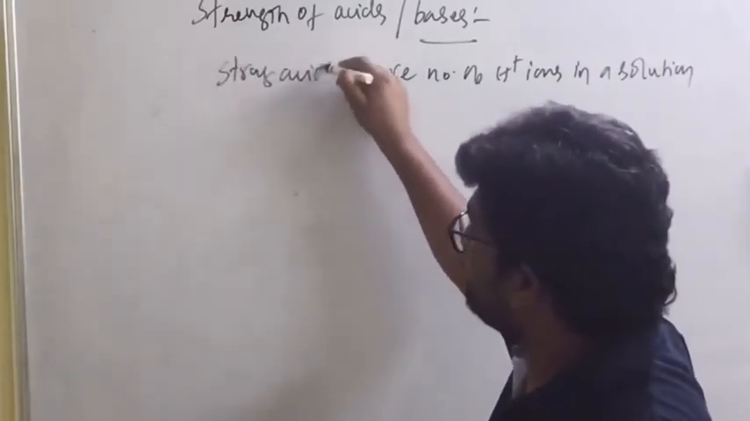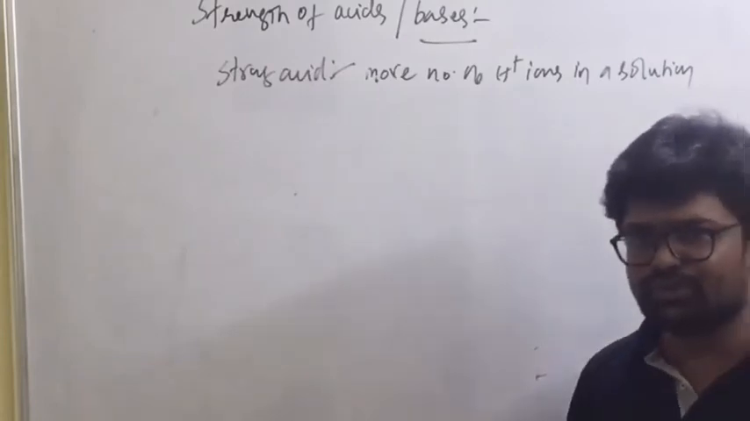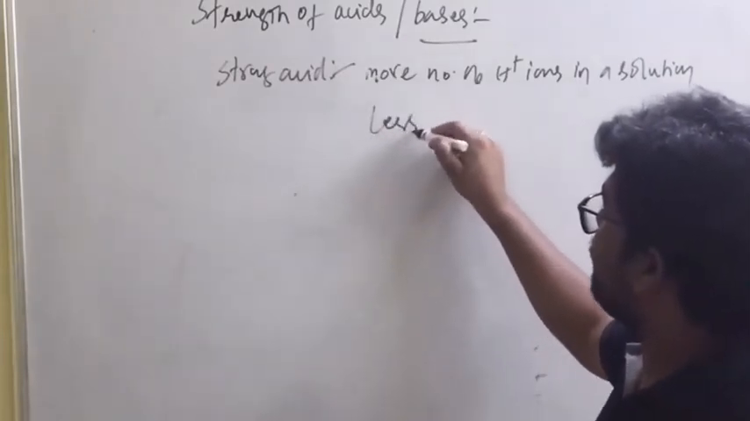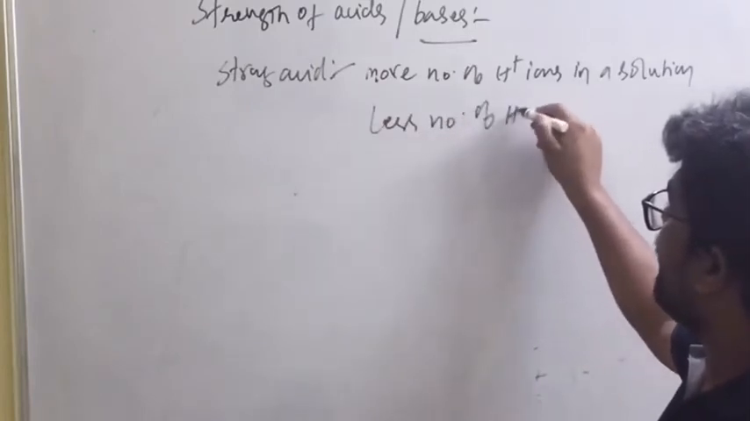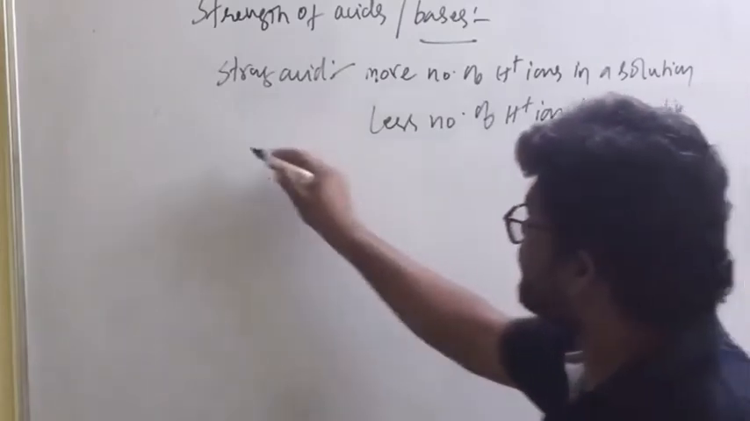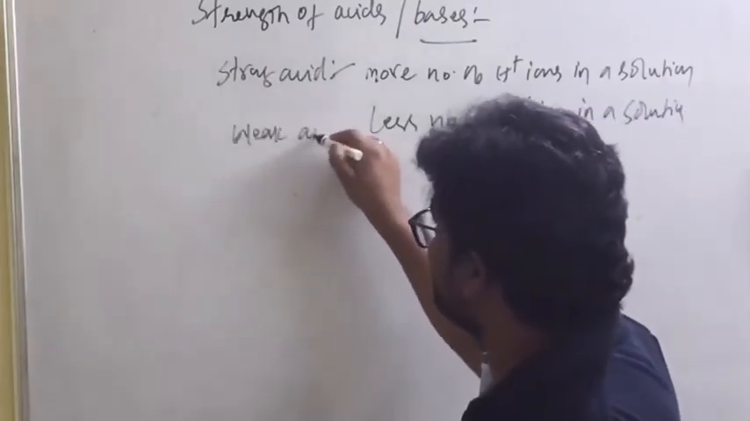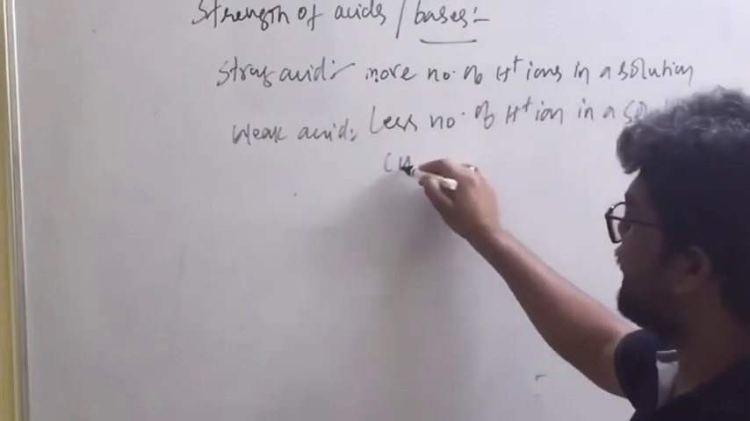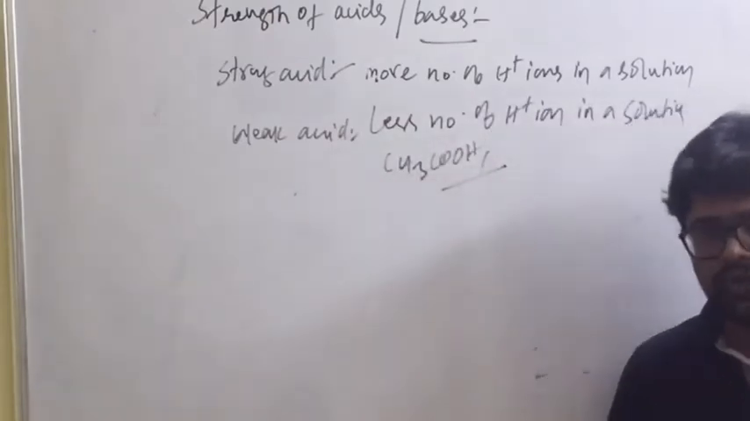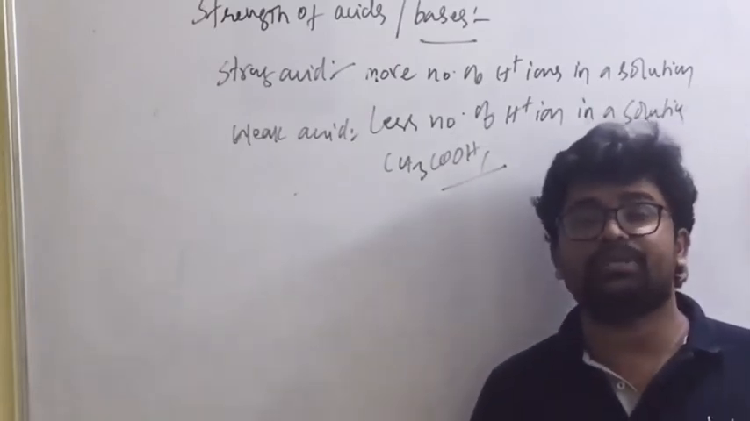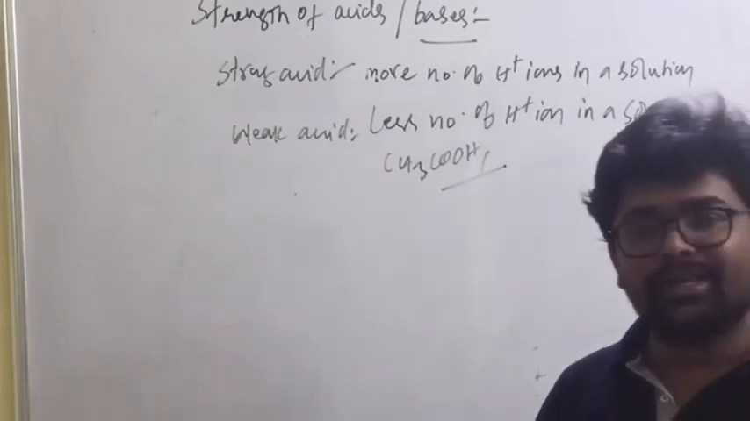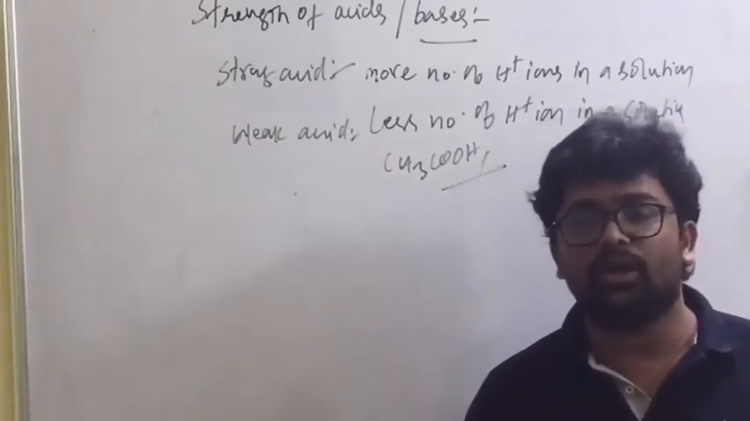Strong acid: HCl, H2SO4, HNO3, all these are strong acids, right? Less number of H plus ions in a solution, we call it as weak acid. Example, acetic acid, CH3COOH. It's a weak acid. So how do we decide the strength of an acid? Based on the presence of H plus ions. If more number of H plus ions are present, it's a strong acid. Less number of H plus ions are present, called weak acid.